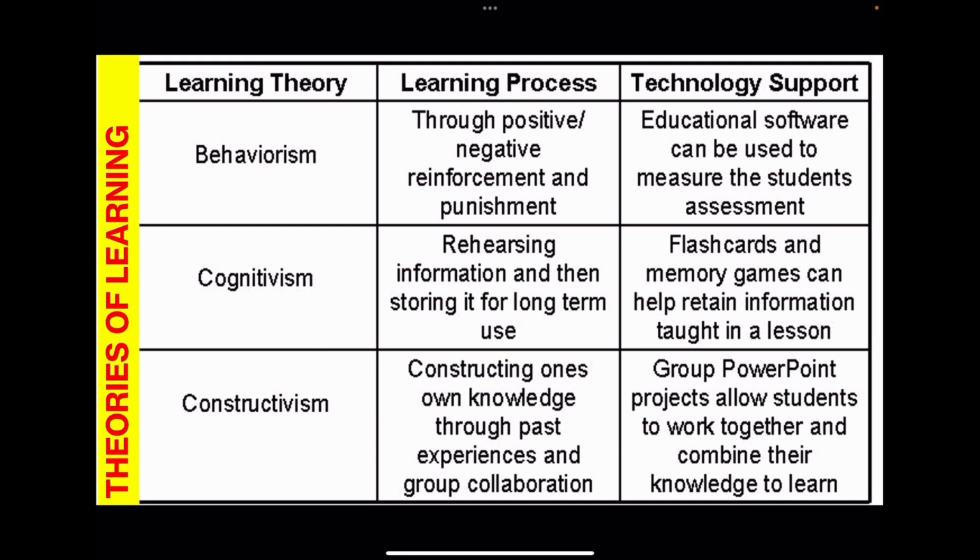With regard to the theories of learning, we talk about the three major classifications: behaviorism, cognitivism, and constructivism. Technology support for behaviorism would be using educational software to measure the student's assessment. With regard to cognitivism, we're talking about using technology to support the ability of students to retain information that is taught in a lesson. Technology support for constructivism might mean using software that will help students work together and combine their knowledge in order to learn, because it's about how we construct knowledge through collaborating with others.